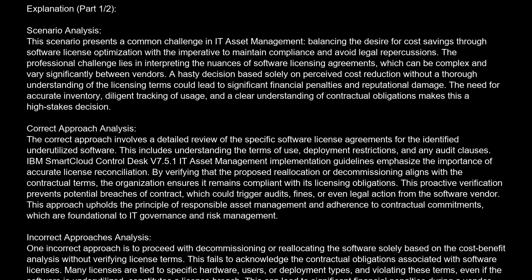Incorrect approach analysis. One incorrect approach is to proceed with decommissioning or reallocating the software solely based on the cost-benefit analysis without verifying license terms. This fails to acknowledge the contractual obligations associated with software licenses. Many licenses are tied to specific hardware, users, or deployment types, and violating these terms, even if the software is underutilized, constitutes a license breach. This can lead to significant financial penalties during a vendor audit, as the organization would be found to be non-compliant.